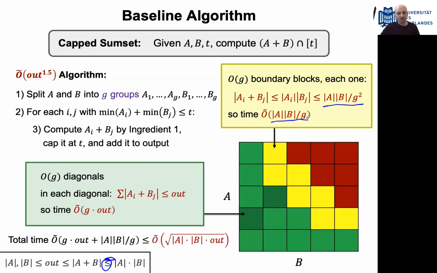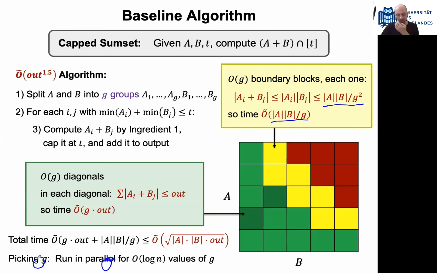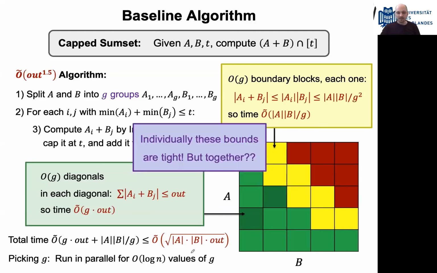So we have these two running times. If we balance these two by appropriately setting G, what we get as running time is the square root of size of A times size of B times output size. And because size of A and size of B are at most out, this running time is output size to the 1.5. And I'm slightly cheating here because I said that we pick the right G, but this actually depends on out. So what you should actually do is to run this algorithm in parallel for log n different values of G. Now that's the baseline algorithm.